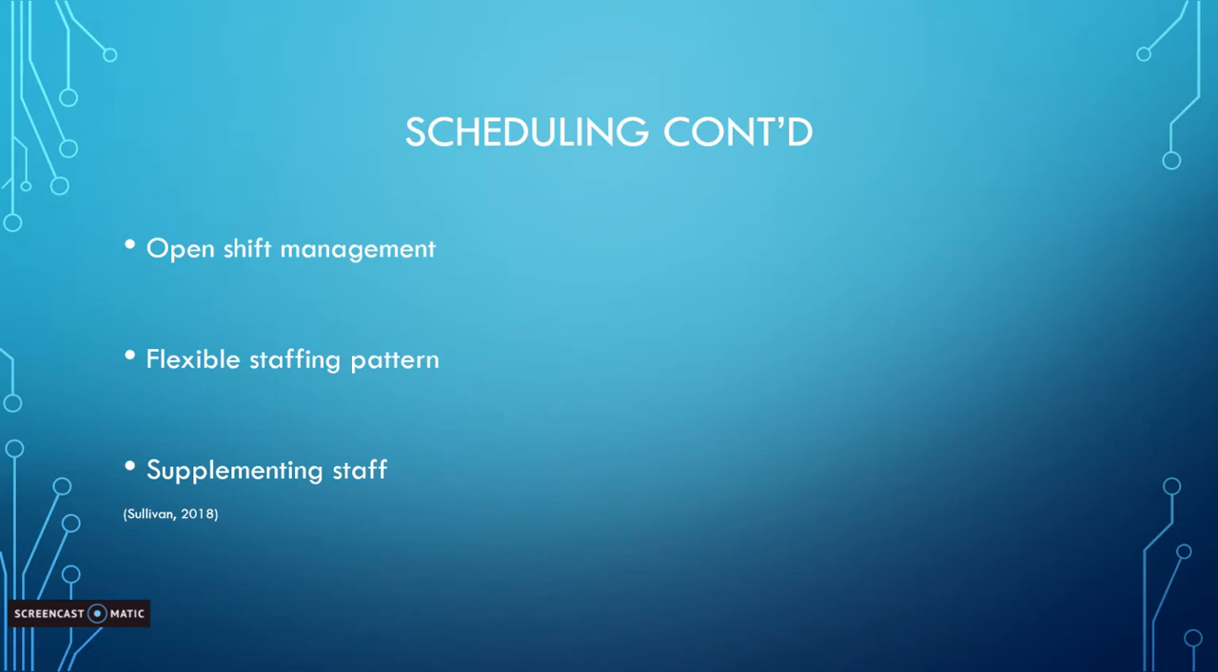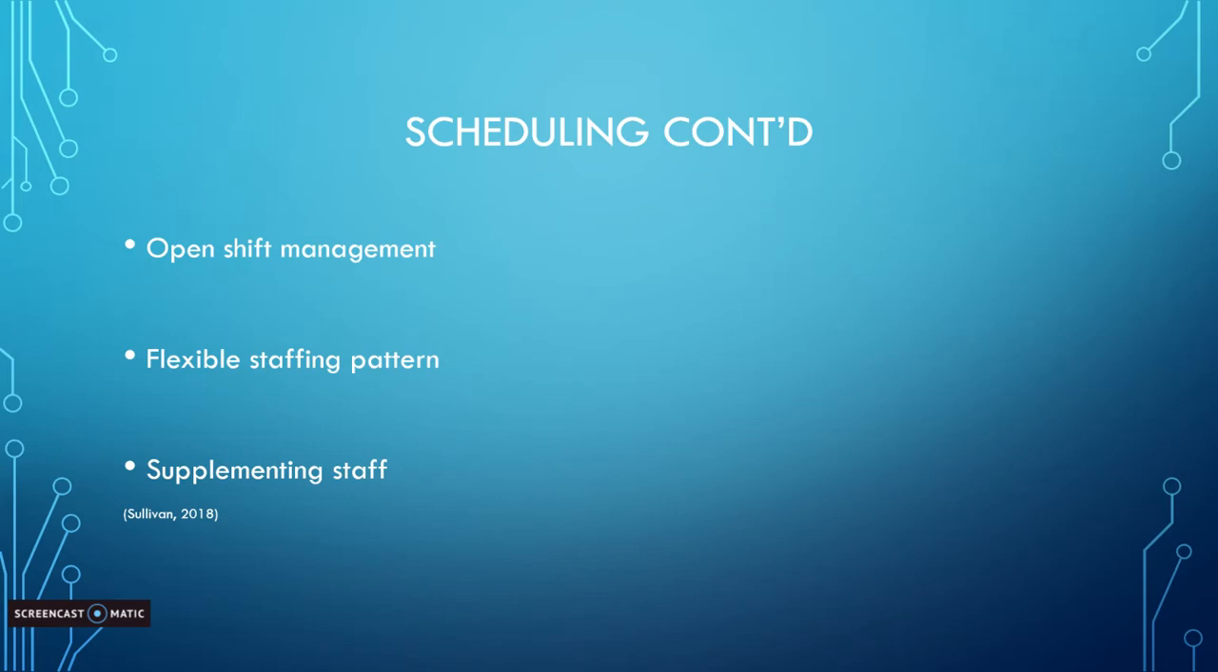Flexible staffing pattern is also an option to help cover open shifts and vacancies. Staff may work a wide variety of shift hours ranging from 4 hours to 12 hours. However, shorter shifts may disrupt continuity of care as the caregivers are constantly changing.